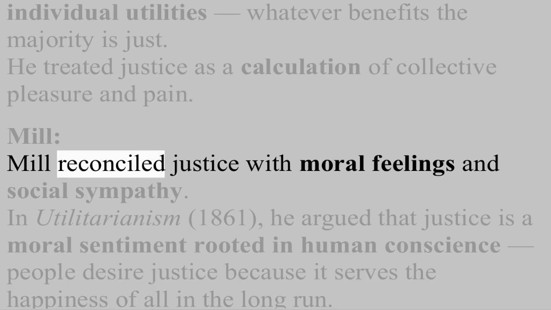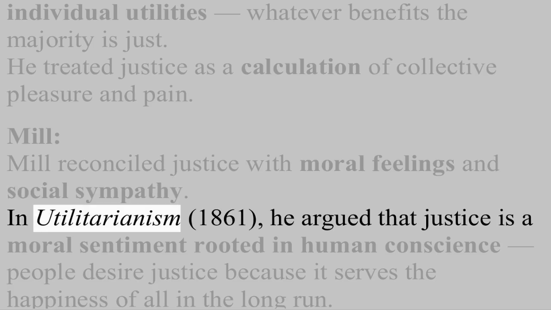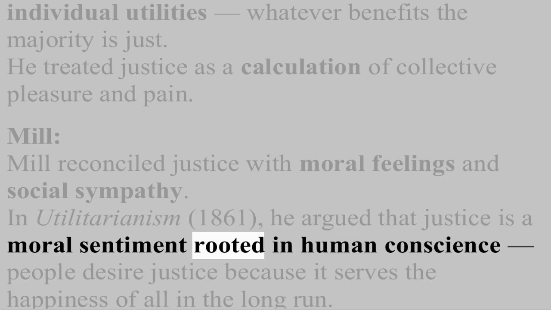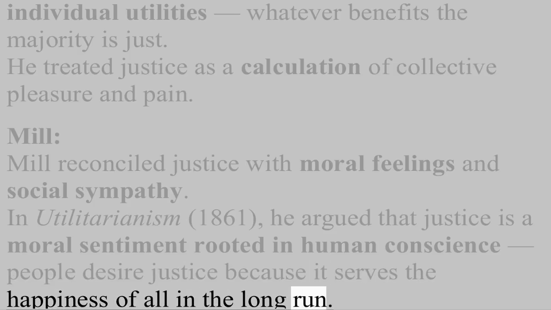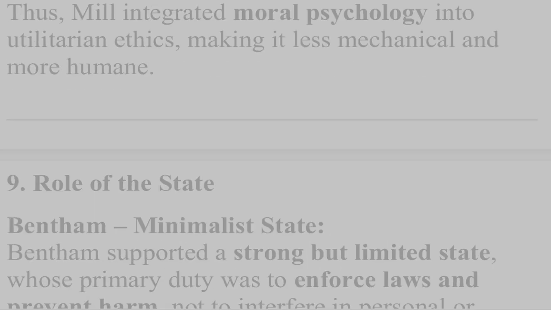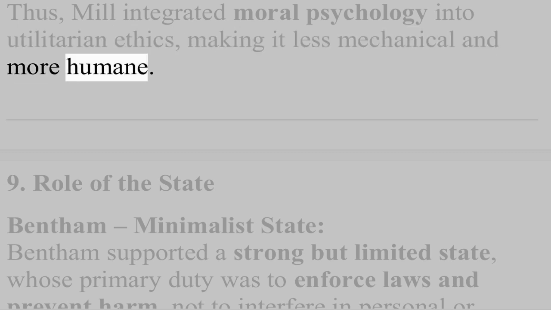Mill reconciled justice with moral feelings and social sympathy. In Utilitarianism, 1861, he argued that justice is a moral sentiment rooted in human conscience. People desire justice because it serves the happiness of all in the long run. Thus, Mill integrated moral psychology into utilitarian ethics, making it less mechanical and more humane.